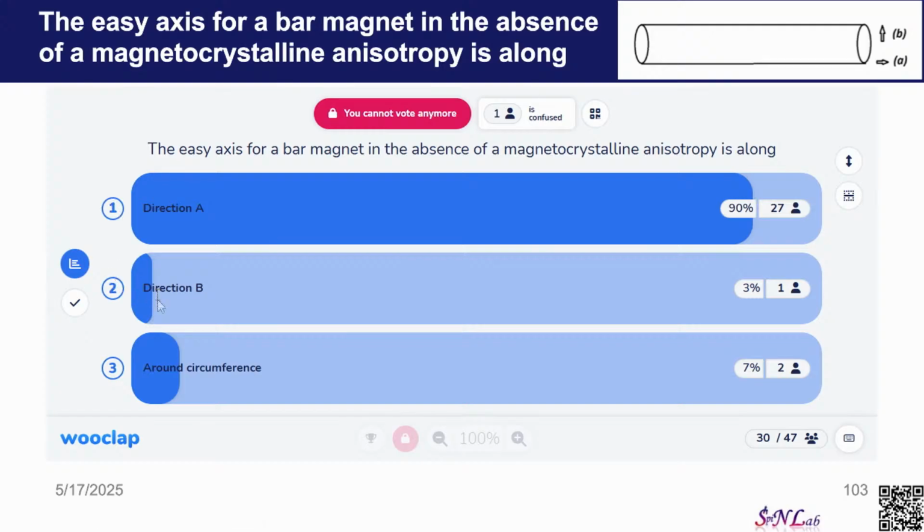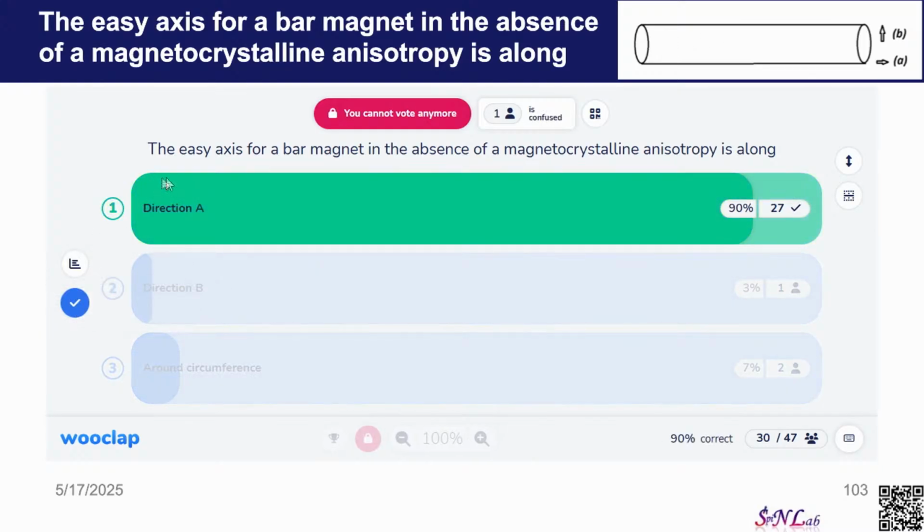Okay, I do not know why some of you are still answering wrongly. This should be a very simple question. So, the correct answer is direction A.